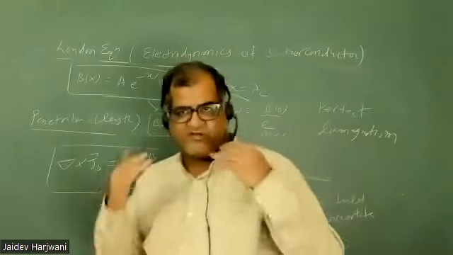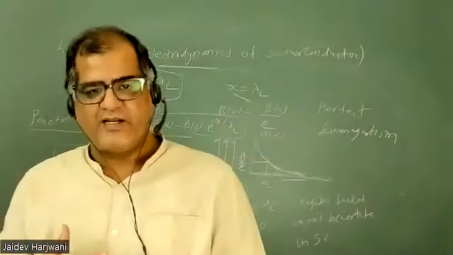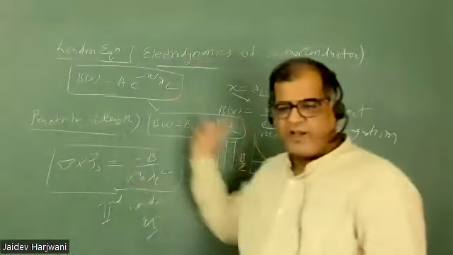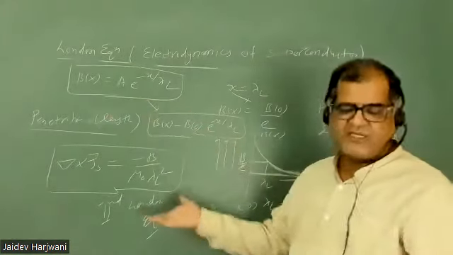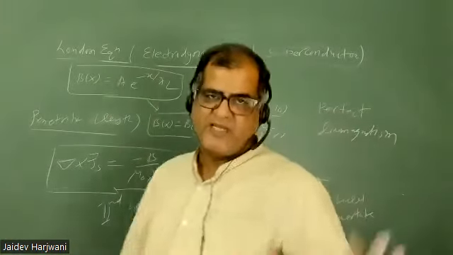We have seen what happens when a field inside gets expelled. It says the field cannot penetrate. If it is a superconductor with super electrons, the field cannot penetrate. But the same thing happens in a perfect conductor also. In the beginning, I showed you the difference.